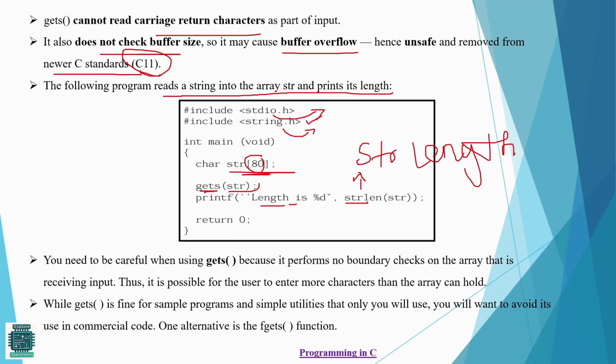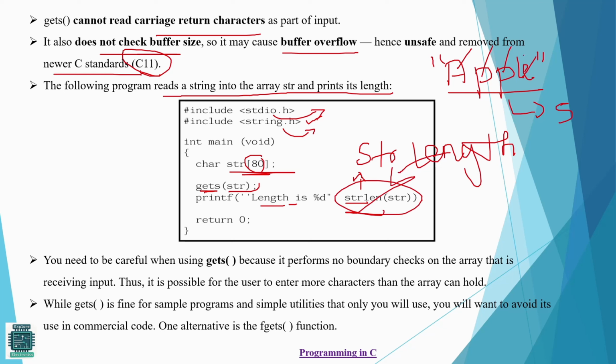String length means, for example, let me take apple. Simple example. Here apple. Now it is a string. String is nothing but a collection of characters. Now here the length of the string is 5: 1, 2, 3, 4, 5. This is what the function will be doing.